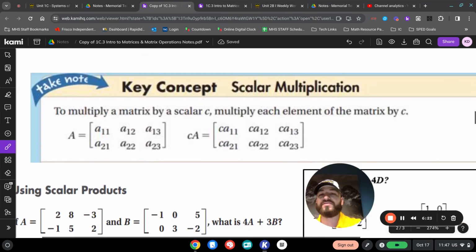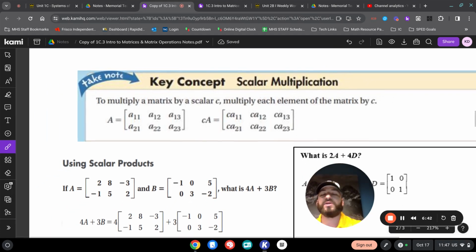All right, so let's pivot, do something a little bit different. The next one we're going to do is scalar multiplication. So when I talk about scalar multiplication, I'm talking about multiplying a matrix by a number. I'm multiplying that matrix by some constant on the outside, so by 2, by 4, by negative 3, something of that nature. And it's really straightforward.